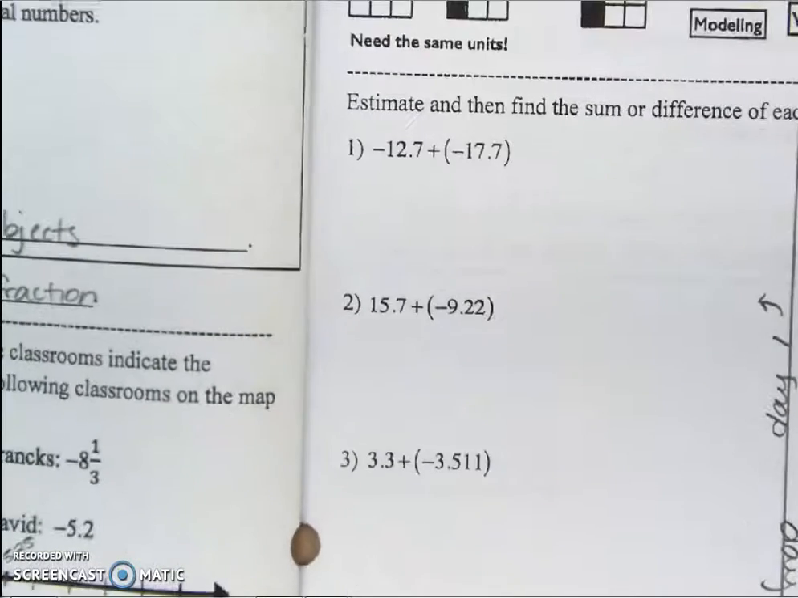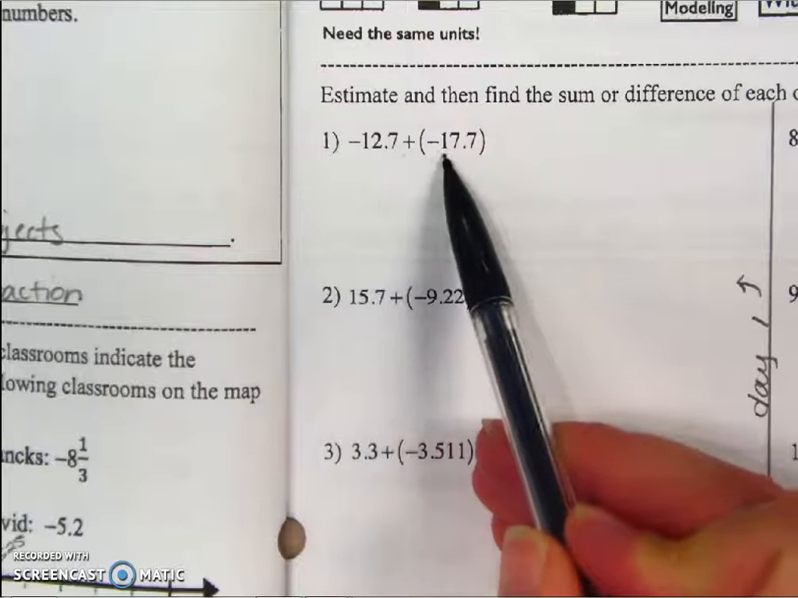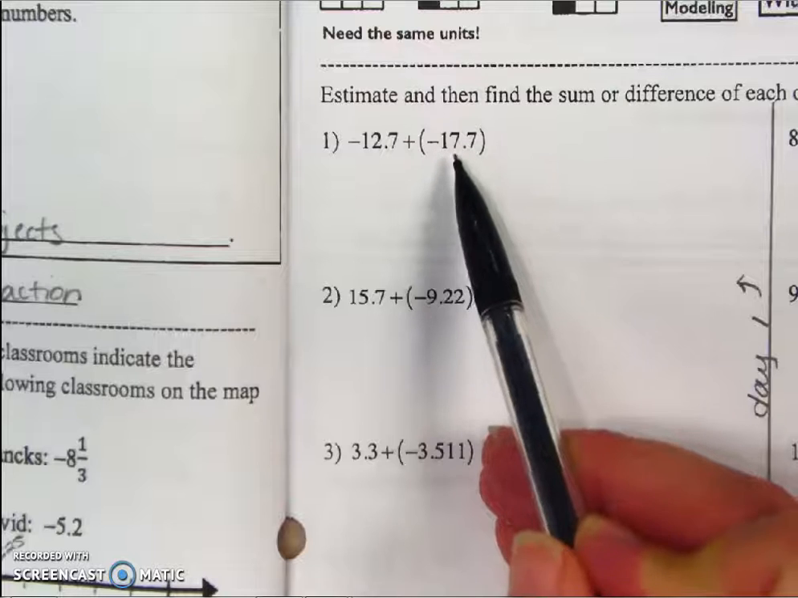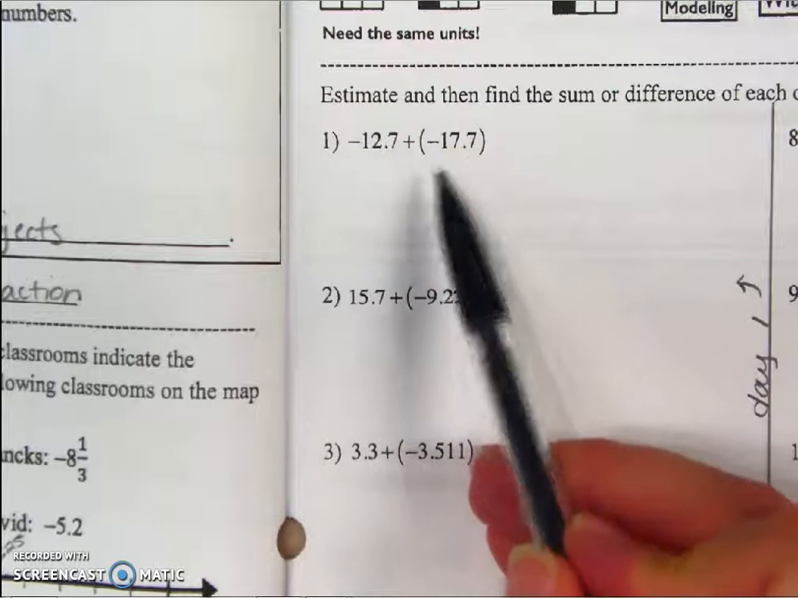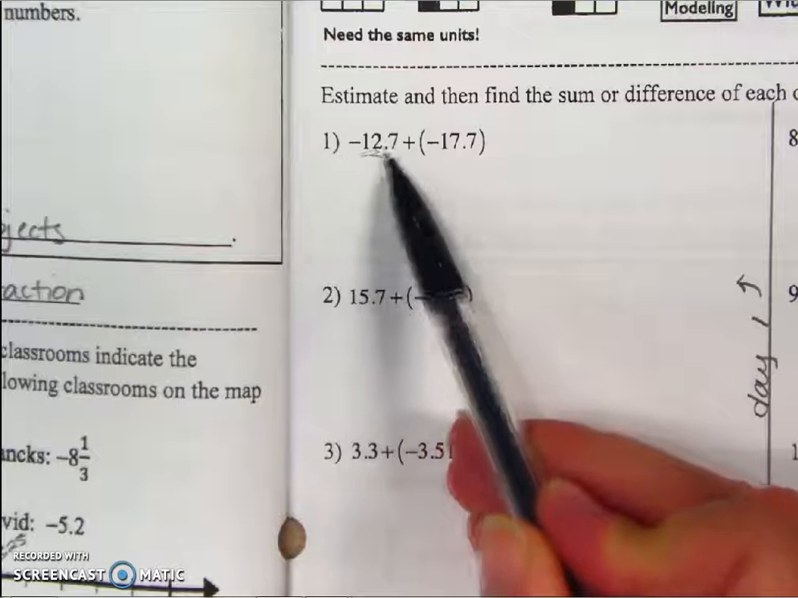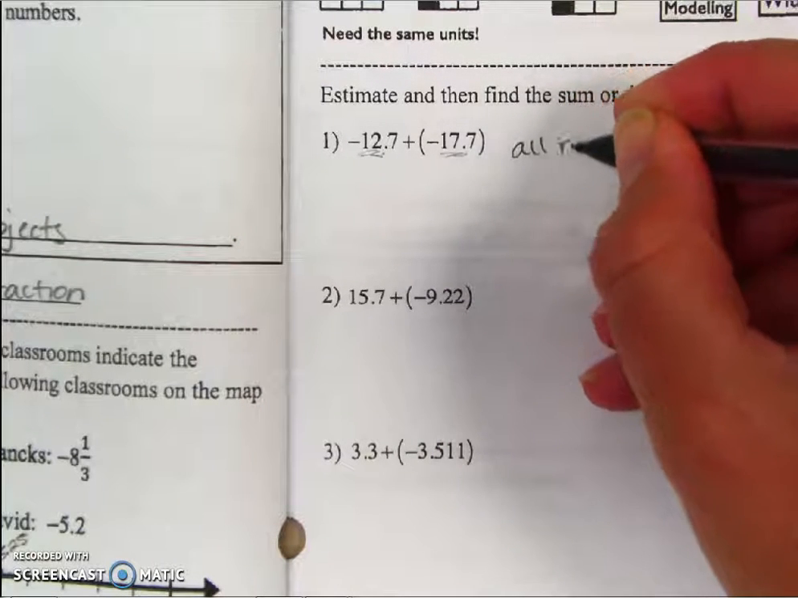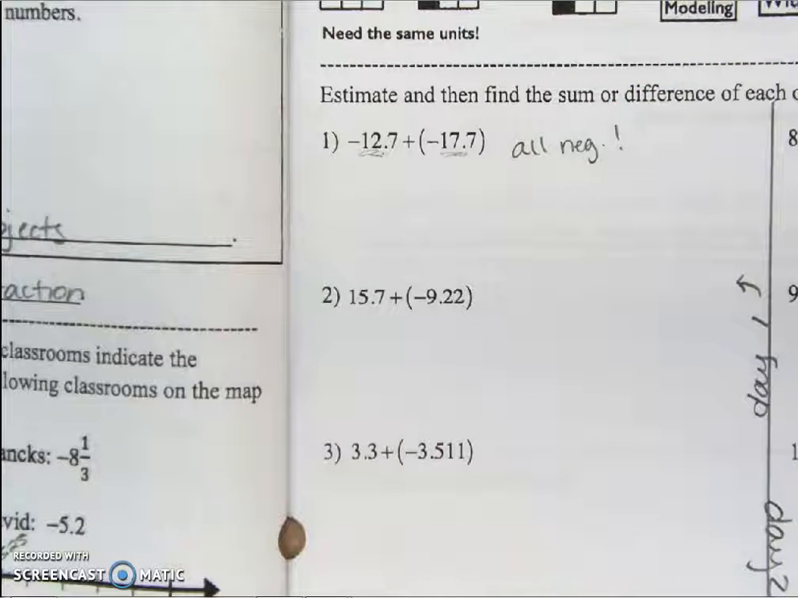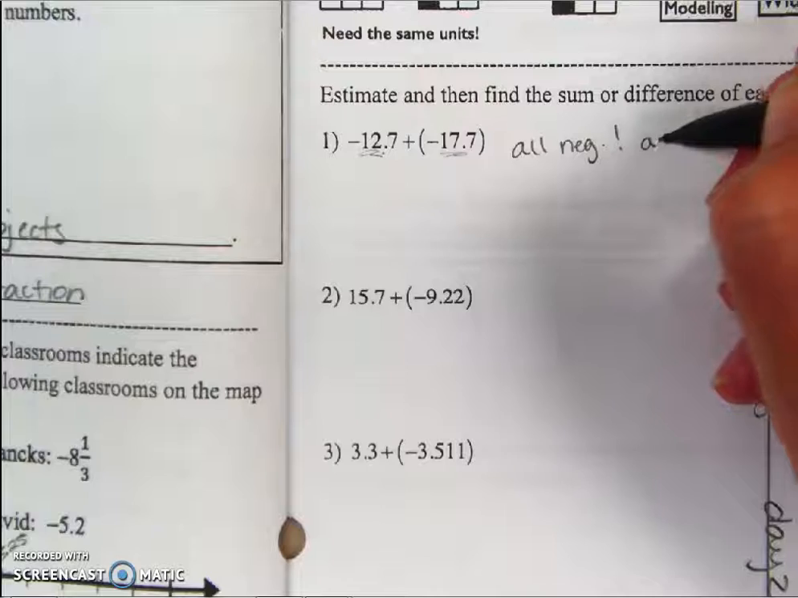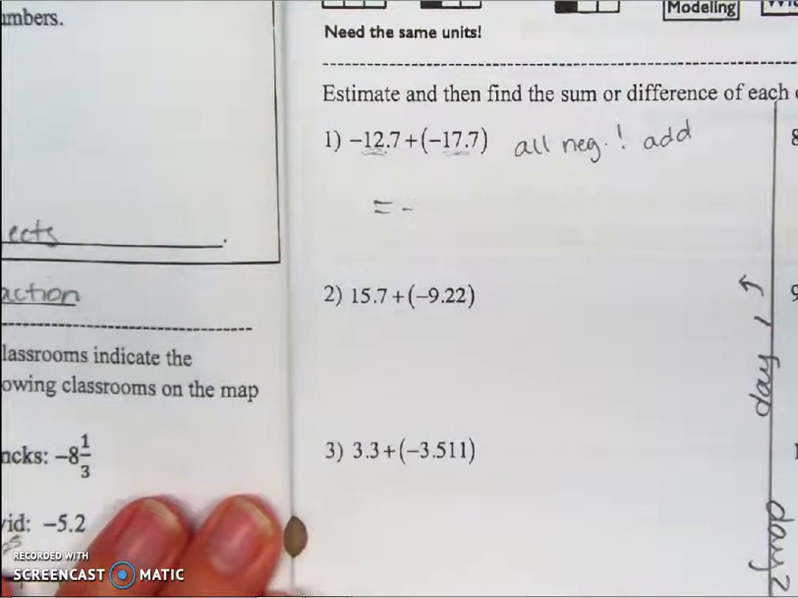All right, so right here we have negative 12.7 plus negative 17.7. Remember, we need to ask ourselves, what do I have more of? More negatives or more positives? Well, do I even have any positives here? Well, no, because I have 12.7 negatives, 17.7 negatives. So I'm going to write in they're all negative. So when they're all negative, we add. So we're going to add those numbers up, and they will result in a bigger negative number.